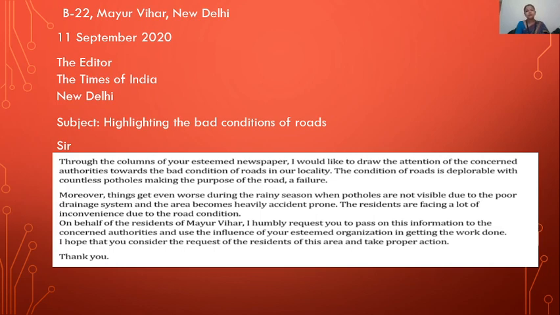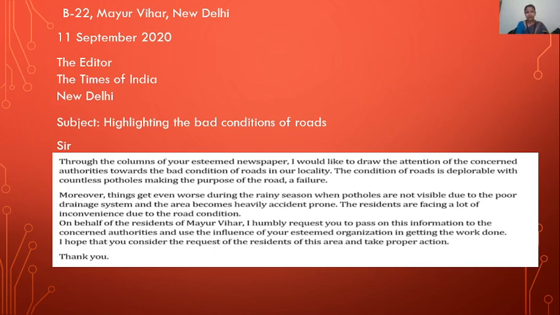The condition of roads is deplorable with countless potholes, making the purpose of the road a failure. Moreover, things get even worse during the rainy season when potholes are not visible due to the poor drainage system. Potholes, do you know? Pits, the ditches, गड्ढे बन जाते हैं जो आपके रोड पे, okay? The roads become heavily accident prone. The residents are facing a lot of inconvenience due to the road condition. Now, here in the second paragraph, you can see that I have discussed the causes and effects.